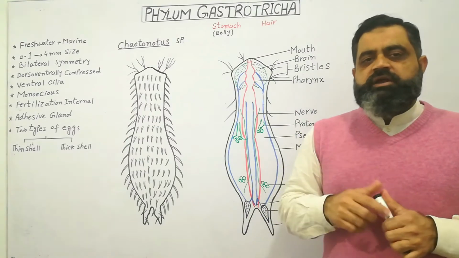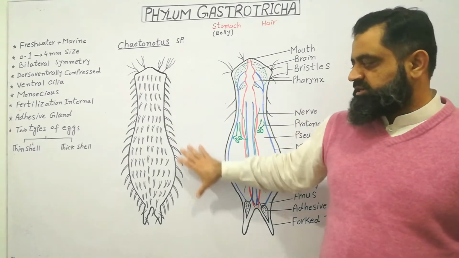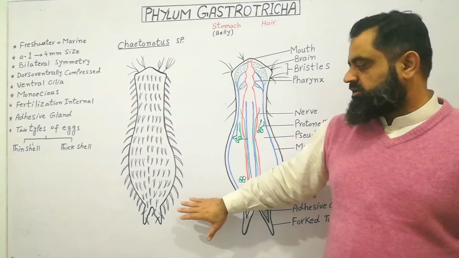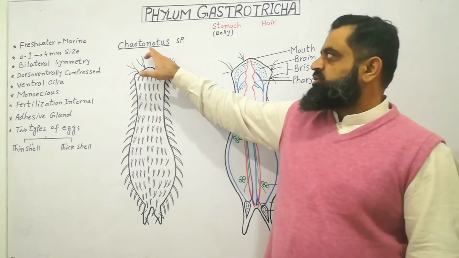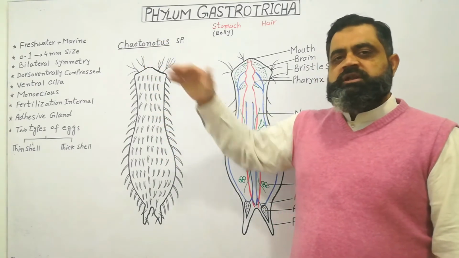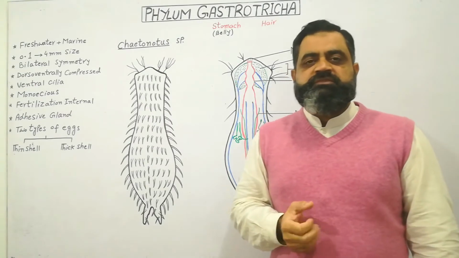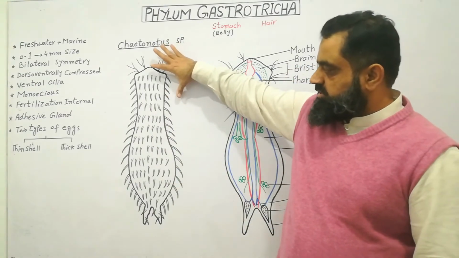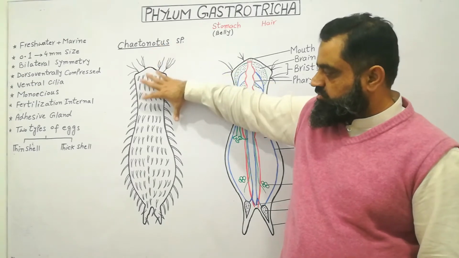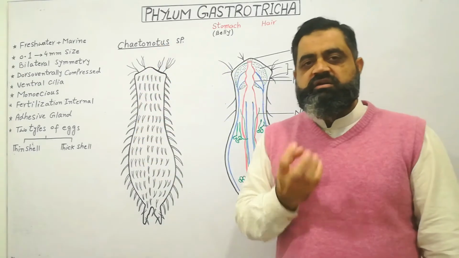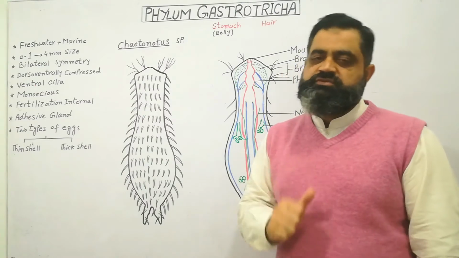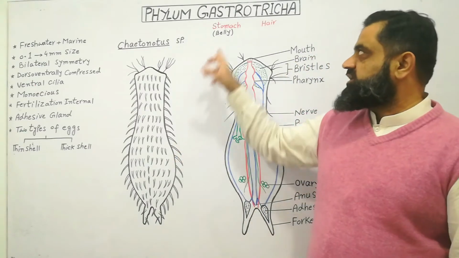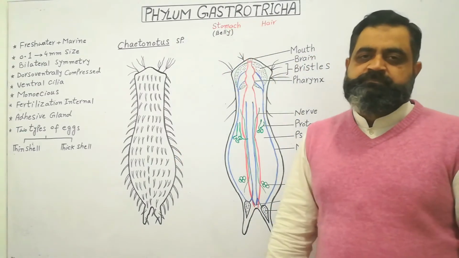I have already made a diagram for you. This is a Gastrotrich. The name of this genus is Teuthonotus, and it has different species. As you can see, these animals have many tricha, hair, cilia on the ventral surface of the body. So that is why these animals are known as Gastrotricha.